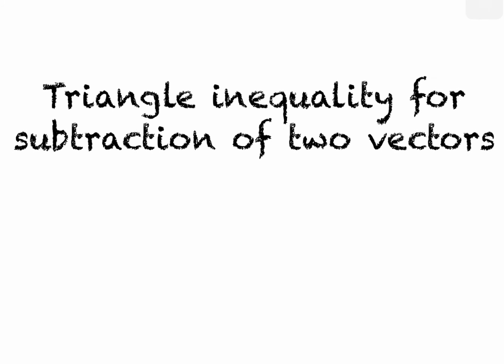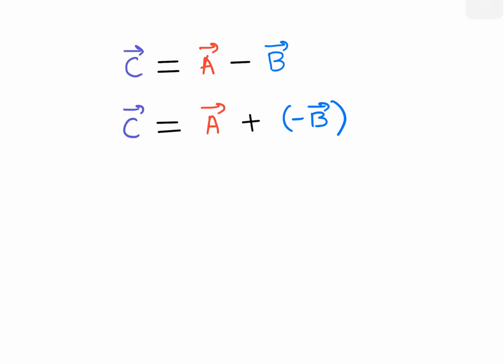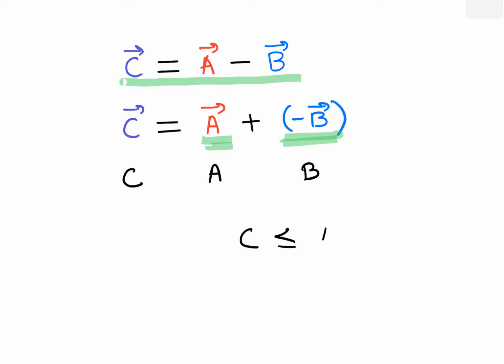Now what about the triangle inequality for subtraction of two vectors? So if we have C vector is equal to A vector minus B vector, then it is nothing but addition of A vector with negative of B vector. Now the magnitude of C vector is C, the magnitude of A vector is A, the magnitude of negative of B vector is again B only. So C will still be less than equal to A plus B and greater than equal to modulus of A minus B. There is no change in the inequality.